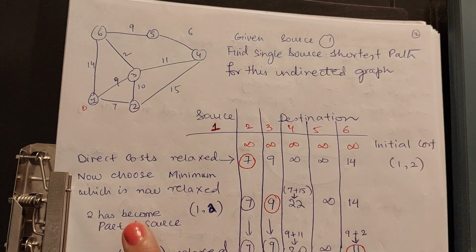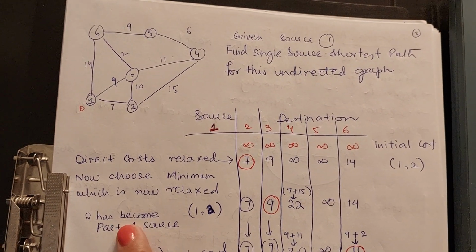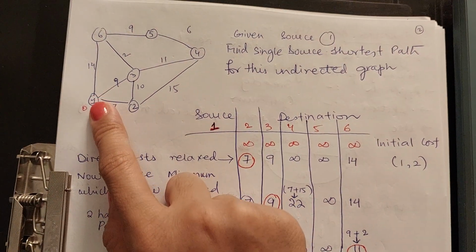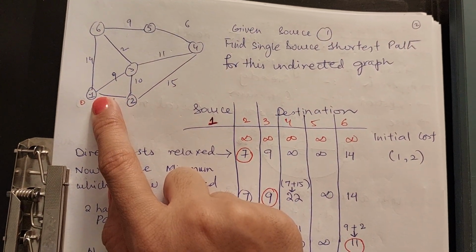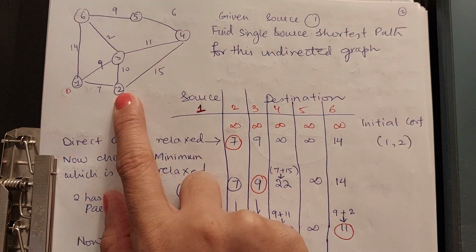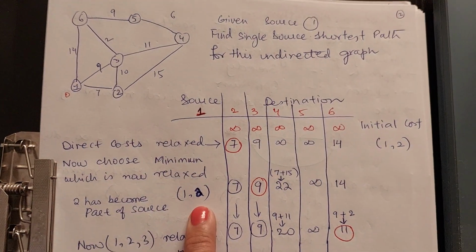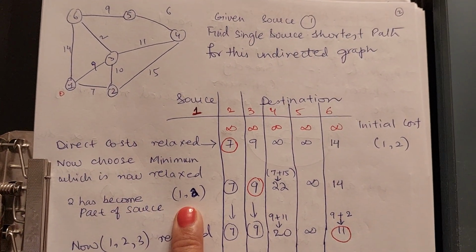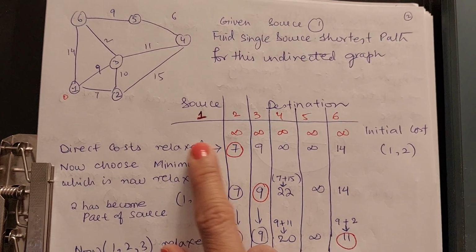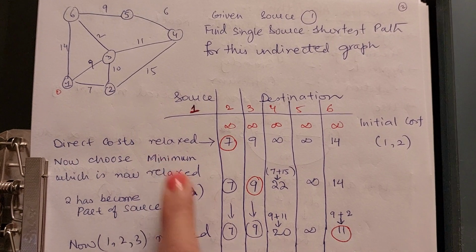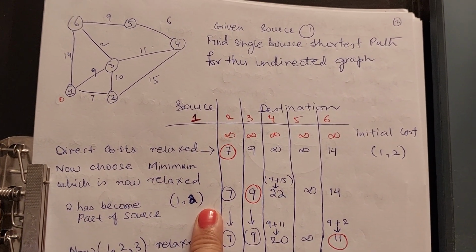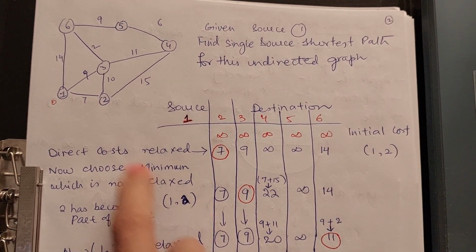So now in the next step, you will assume that 2 has become part of the source. Initially you used to move only from 1 to other nodes. 1 was your source, but now you can even move from 2 to other nodes because 2 has also become part of your source. So assuming 1 and 2 as your source, now let's start a similar step of relaxation once again. So now we are going to relax all those nodes which are directly connected with 1 and 2.